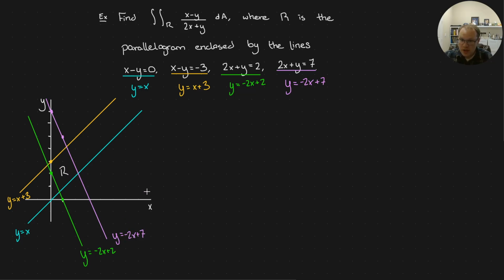So this is the region here that's enclosed by all 4 lines. That's our parallelogram. That's the region over which we integrate. Okay? And integrating over this may not be very pleasant because I'd have to break it up into multiple pieces to be able to integrate.